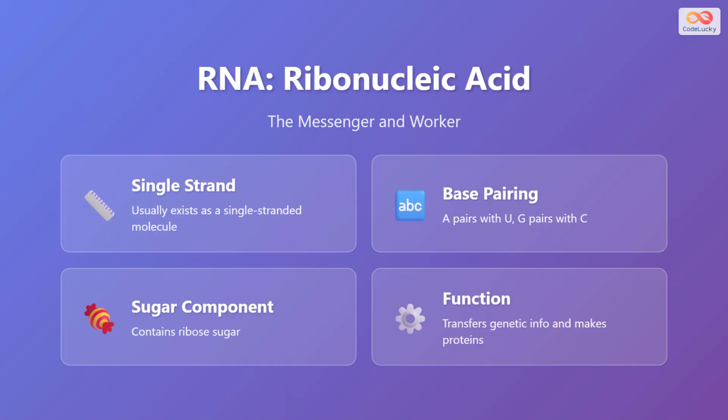RNA, or ribonucleic acid, serves as both a messenger and a worker molecule in cells. Unlike DNA, RNA usually exists as a single-stranded molecule, though it can fold back on itself. In RNA, adenine pairs with uracil instead of thymine, and guanine still pairs with cytosine. RNA contains ribose sugar, which has one more oxygen atom than deoxyribose. The primary functions of RNA are to transfer genetic information from DNA and to participate directly in protein synthesis.